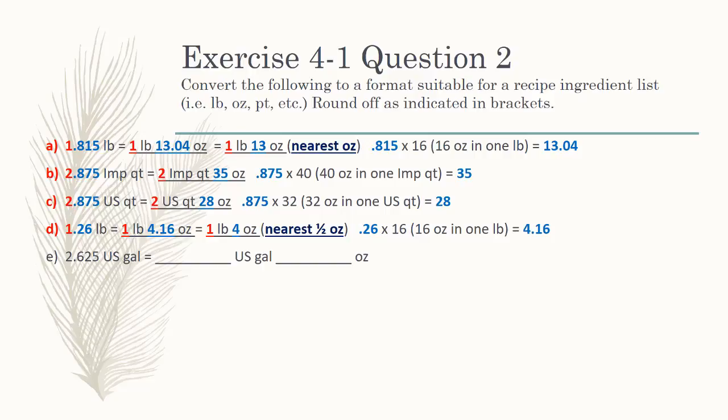2.625 US gallons converted to US gallons and ounces. Again, 2 whole US gallons, that's not going to change. But what's our relationship between ounces and US gallons? It is indeed 128 ounces per US gallon.